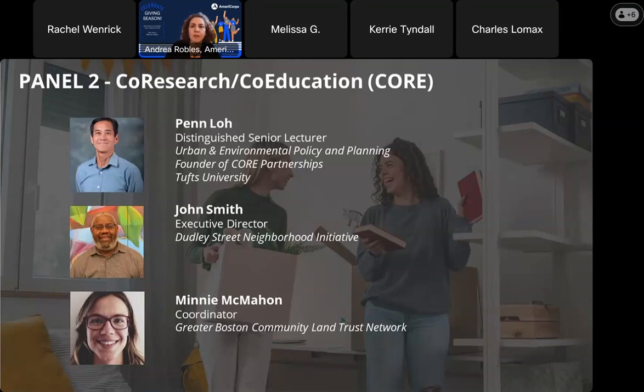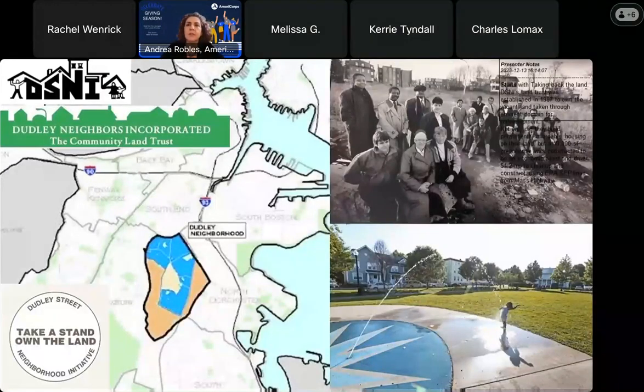So welcome all. I can't see if everybody's camera is on, but please feel free to get on. Just as Melissa did, I'm going to start asking some questions. So John, I'm going to start with you. Can you tell us about the issues in the neighborhood when the Dudley Street Neighborhood Initiative was formed? And the second part is, how did DSNI work with universities, including Tufts Department of Urban and Environmental Policy and Planning?